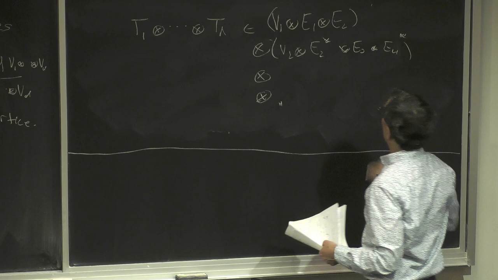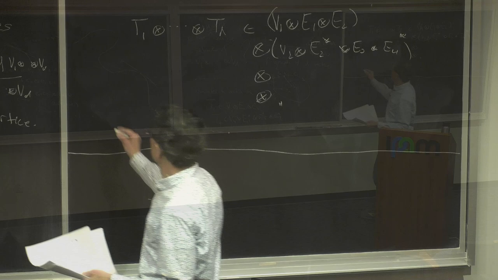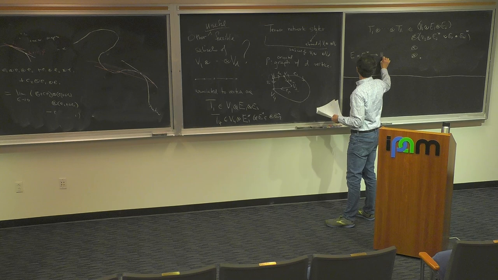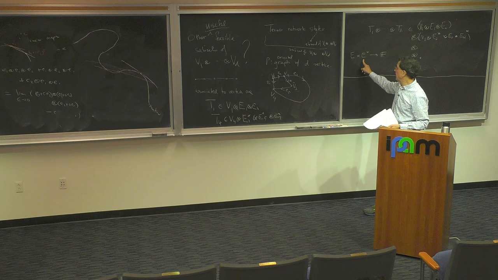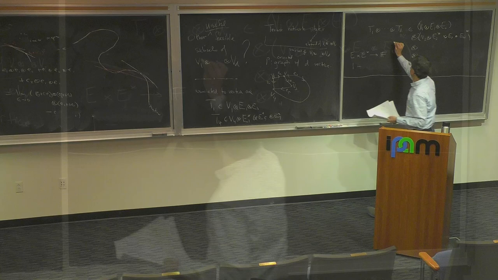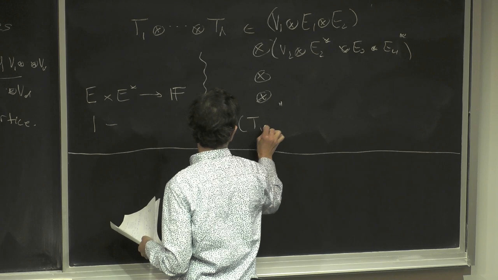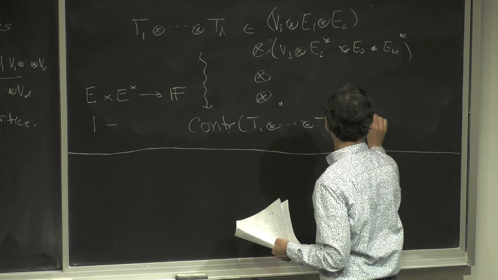And now, just as we have this pairing, so this is kind of a God-given pairing that we started the lecture with. If I have a vector space and the dual space, I have a column vector, a row vector, I can contract them and get a number. So I can contract this down and I get this element of my starting space.